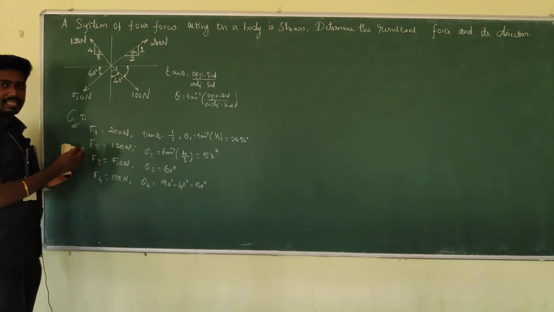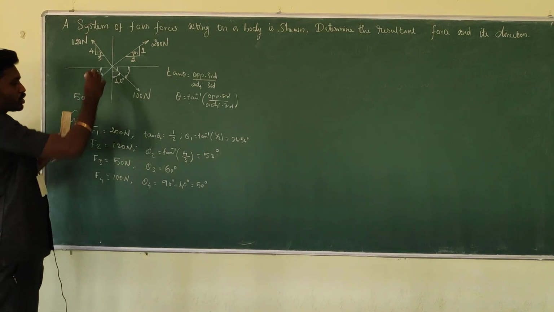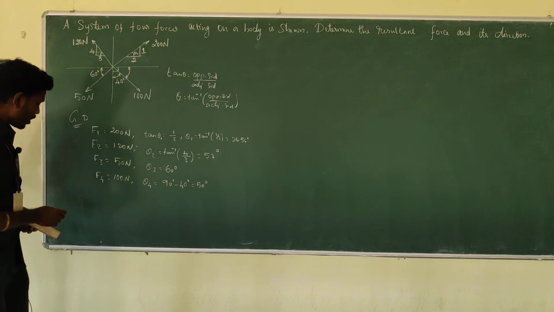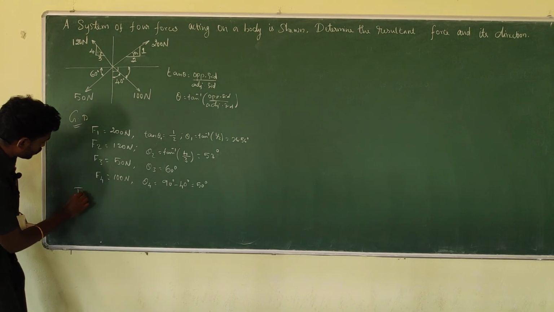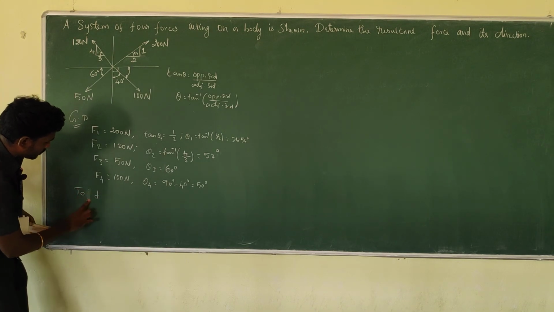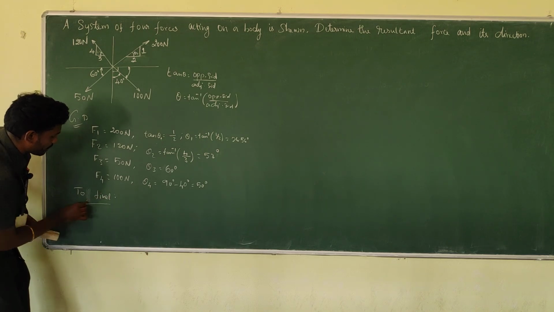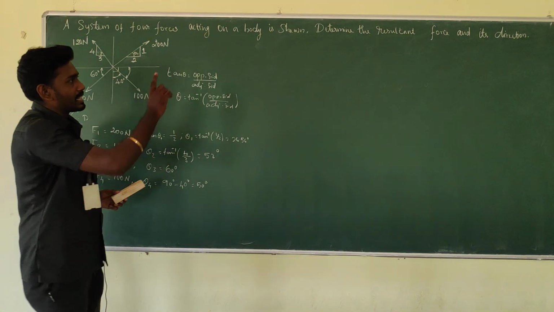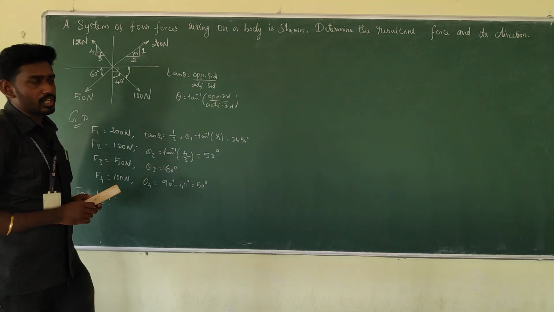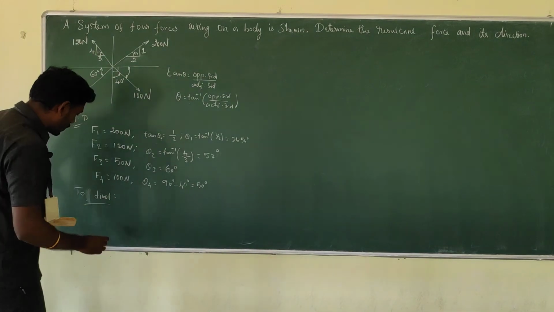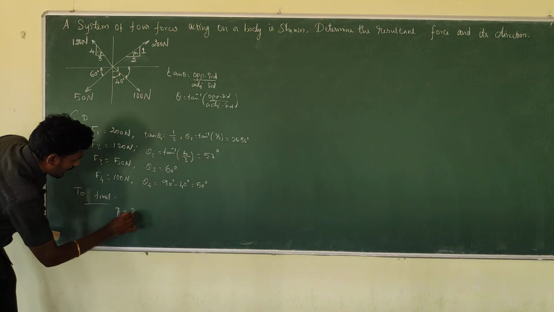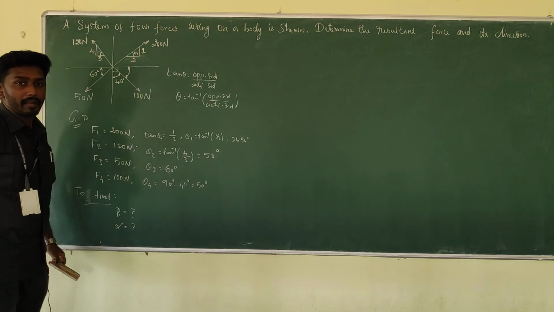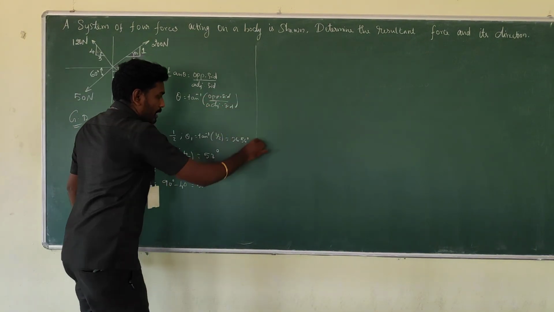So we got the given data, and from the picture we have grasped all the inclinations of the forces. What needs to be found? Here we need to find the resultant force and the direction, in the sense the angle of the resultant.